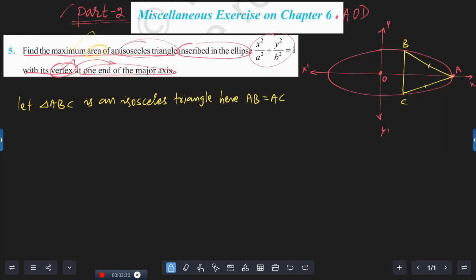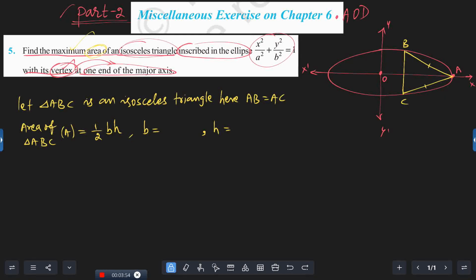Area of triangle ABC. Area of a triangle equals 1 by 2 base into height. This is the formula. How will you get the base, and how will you get the height? That you should realize.